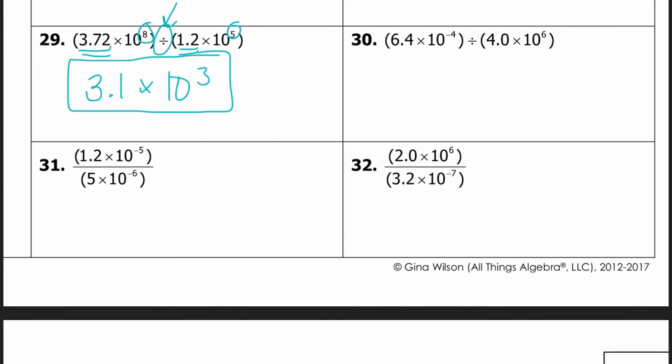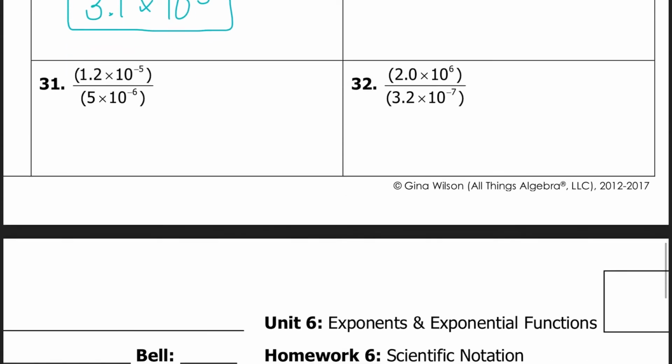Let's look at number 31 right below that one. We have some negatives here, so we need to be careful. The fraction bar shows us that we're dividing. So 1.2 divided by 5 is 0.24. And then negative 5 minus negative 6 is really negative 5 plus 6, which equals 1. So this is 10 to the first.